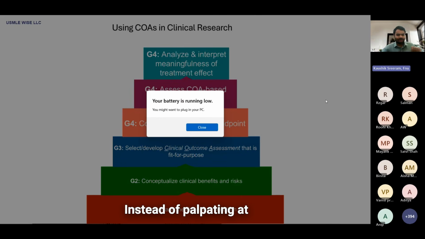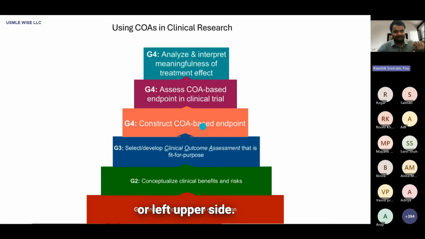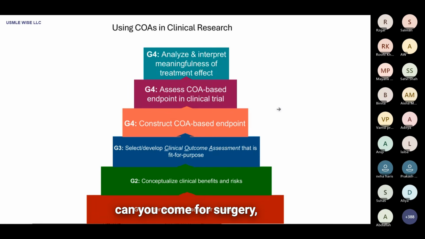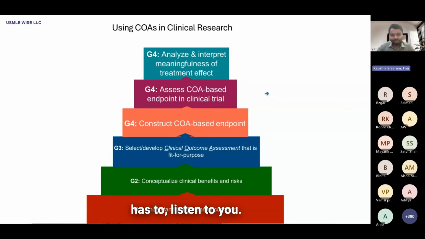Now let's take another scenario. Instead of palpating at the McBurney's point, you are going to palpate at the left lower side or left upper side. Then the patient will not feel that extra pain. And at that time, when you ask the patient, okay, hey, can you come for surgery? Is he more likely or less likely to come for surgery? Definitely a lot less likely. Exactly, right? So what have we done through this exercise? We understood and we came up with a logic to like why the patient has to listen to you.